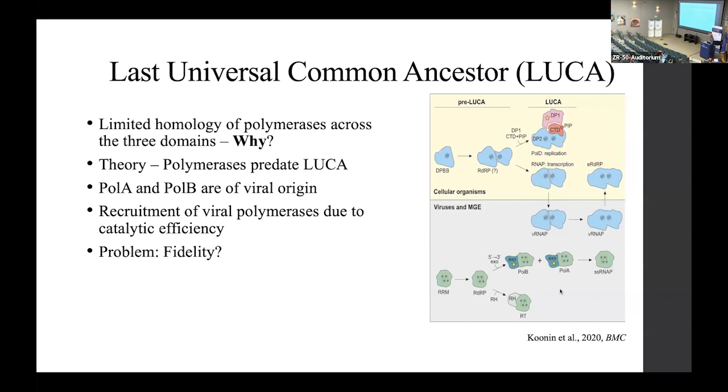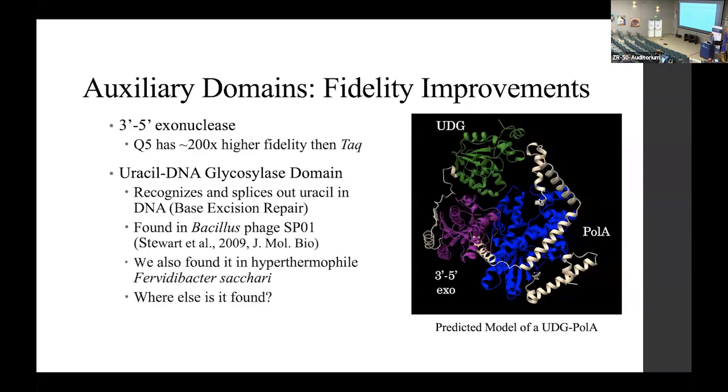And so what we are led to believe is that RNA-based life has, of course, RNA polymerase, whereas viruses, since they evolve so fast, and based on the core domains of some of the polymerases being viral-like, it makes sense that at some point cells were able to recruit viral polymerases and merge them with their own to increase catalytic efficiency. The problem at this point is that these are very rudimentary replication machineries, and they have very low fidelity. So how would cells resolve fidelity issues? And the answer to that is auxiliary domains.